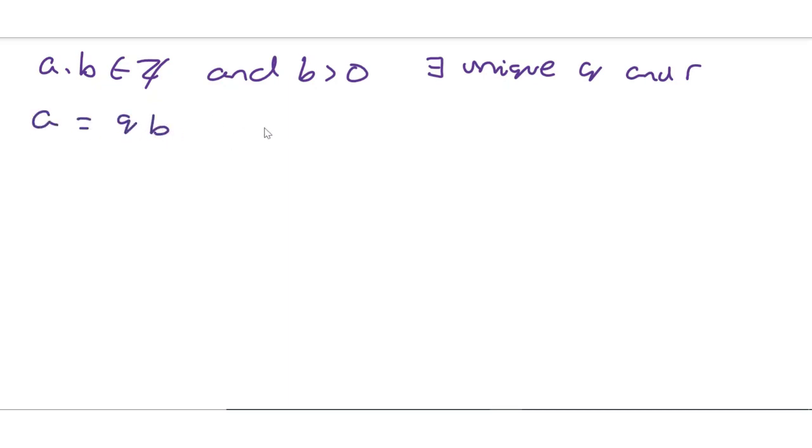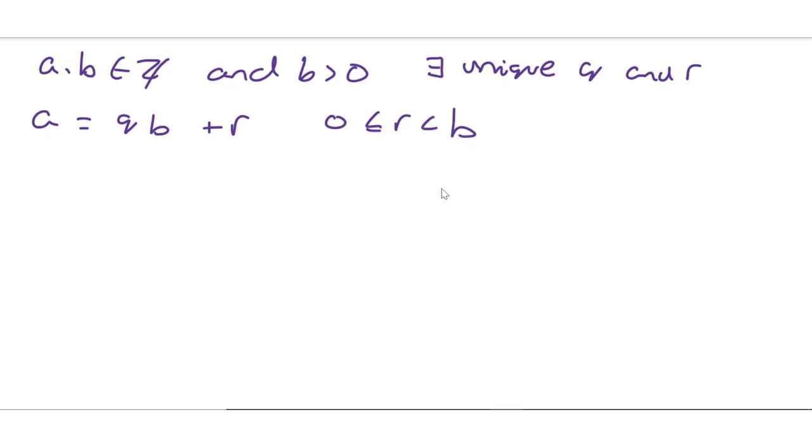So a is equal to qb plus r, and the reason we use r is because it stands for remainder, so it's between 0 and b. So we find the greatest q such that we can have r satisfying this condition. Well, that, like we said, it's unique q.